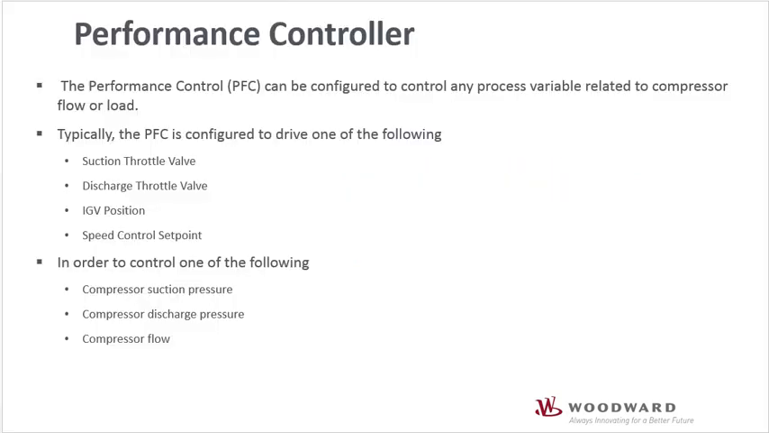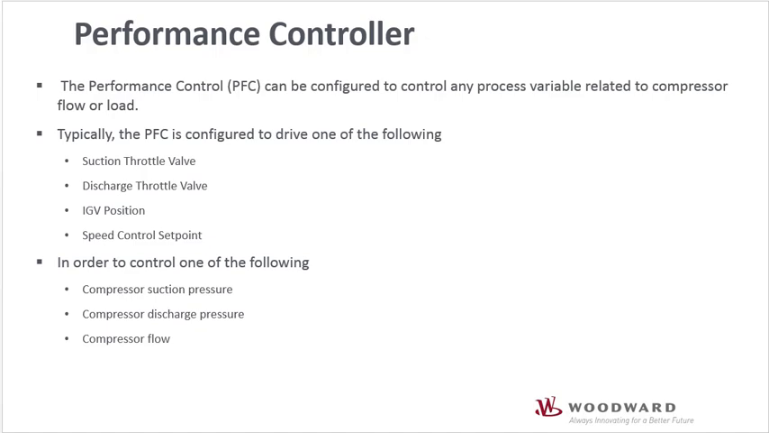The performance control is a PID controller, and it's used to control a process related to the compressor operation. Typically, the performance output is used to modulate a suction or discharge throttle valve. It can be used to position the IGVs or provide a speed control set point to the prime mover control. Each of these handles is typically a way to vary the amount of flow through the compressor in order to control a process variable that is affected by that change in flow.